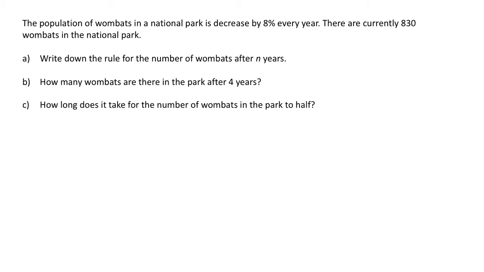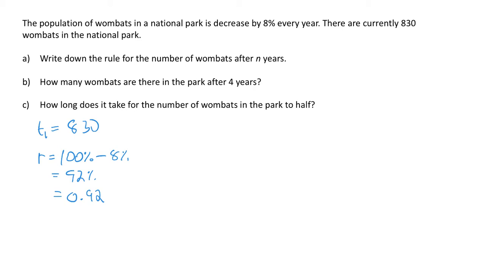So to be able to write down the rule, I need to be able to identify my starting term and then the common ratio. So the starting point is going to be 830, and the common ratio is that it's going to be decreasing by 8% every year. So it's going to be 100% minus 8% because it's decreasing. So 92%, which equals 0.92. So because it's less than 1, I know that my values in my sequence are going to be decreasing every time I multiply by 0.92.